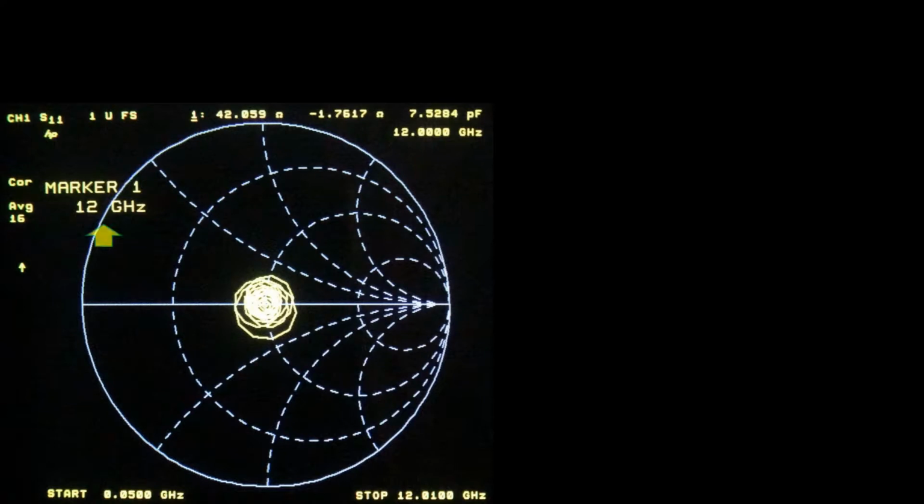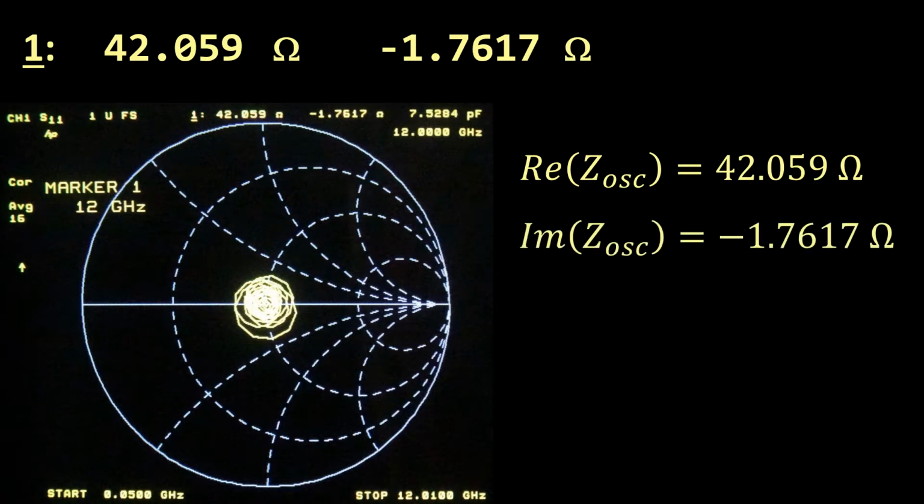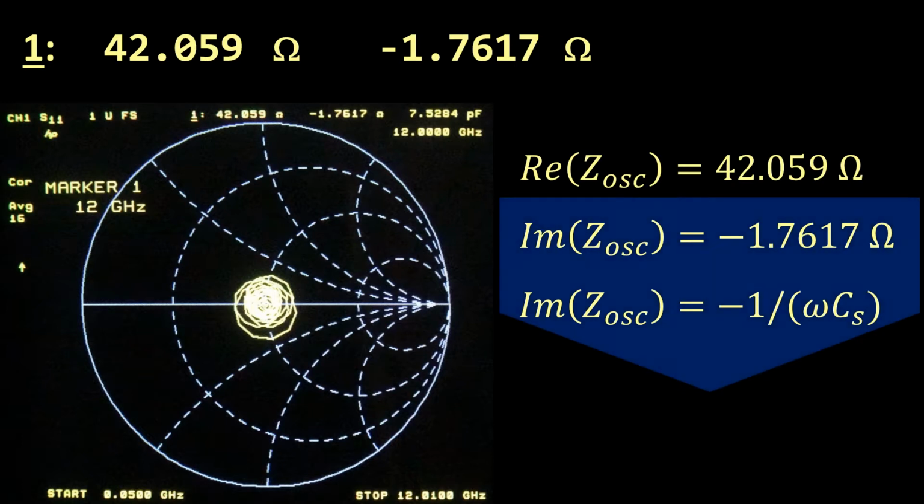Let us check these measurements. The marker is at 12 GHz, which is the highest operating frequency of the oscilloscope. Then I can measure an impedance that has a resistance of around 42 ohm and a capacitive reactance of minus 1.8 ohm. We can reproduce with simple maths the value of the capacitance displayed on the analyzer screen, which is obtained by modeling the oscilloscope as a resistance in series with a reactance.